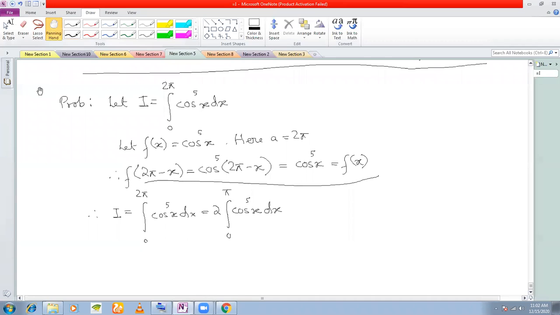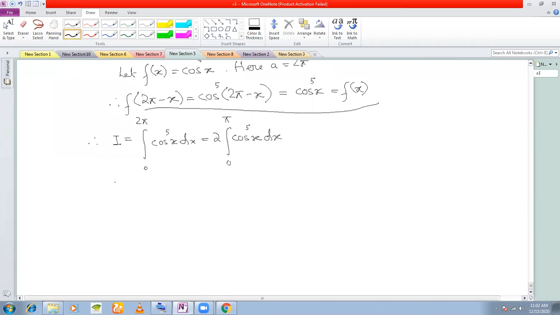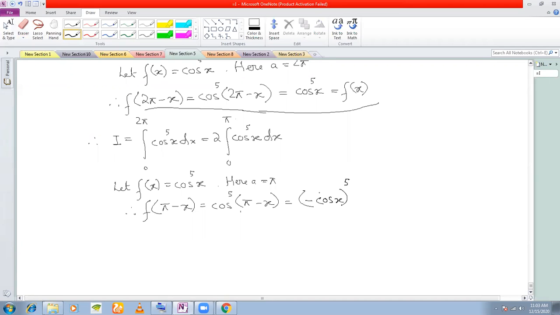Now again we check with this property. Let fx is equal to cos to the power of 5x. What is a here? This time a is pi. So f of pi minus x is equal to cos to the power of 5 of pi minus x. Now, in which quadrant is this angle pi minus x? This is in the second quadrant, in which cos is negative. That means this will become minus cos to the power of 5x, which is minus fx.